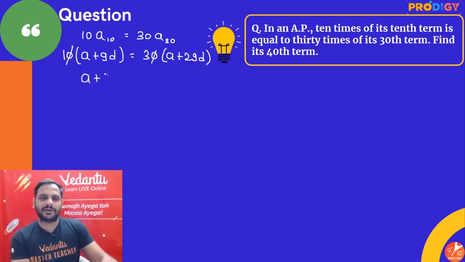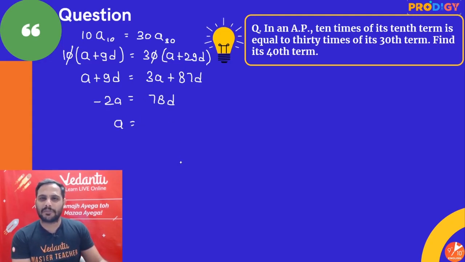So I'll get a plus 9d is equal to 3 times a, 3a, plus 29d. So 3 into 29 will be 87d. Shift 3a over there, 9d over here. So minus 2a, 3a shifted there, minus 2a, and 87 minus 9 will be equal to 78d. So a is equal to 78 upon minus 2. So 2 3s are 6 and 2 9s are 18... a is minus 39d.